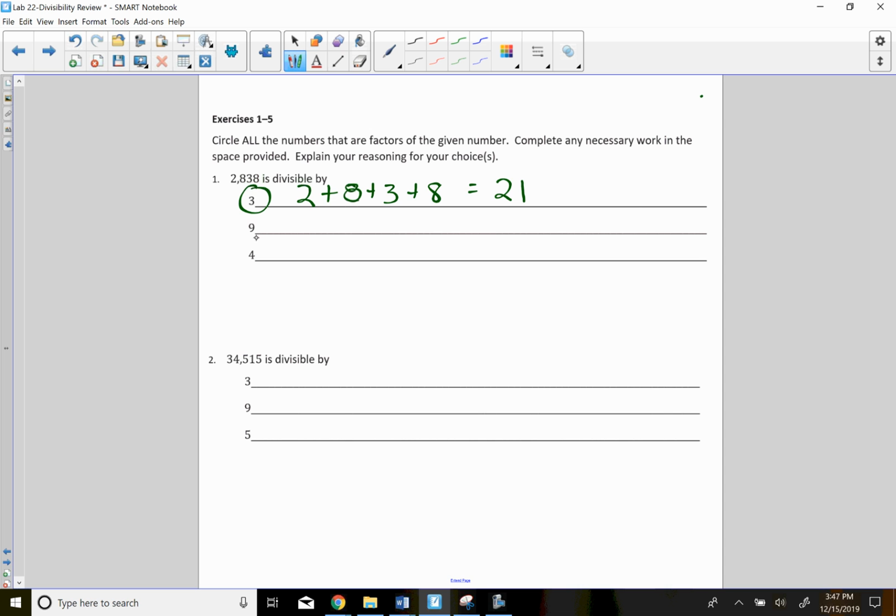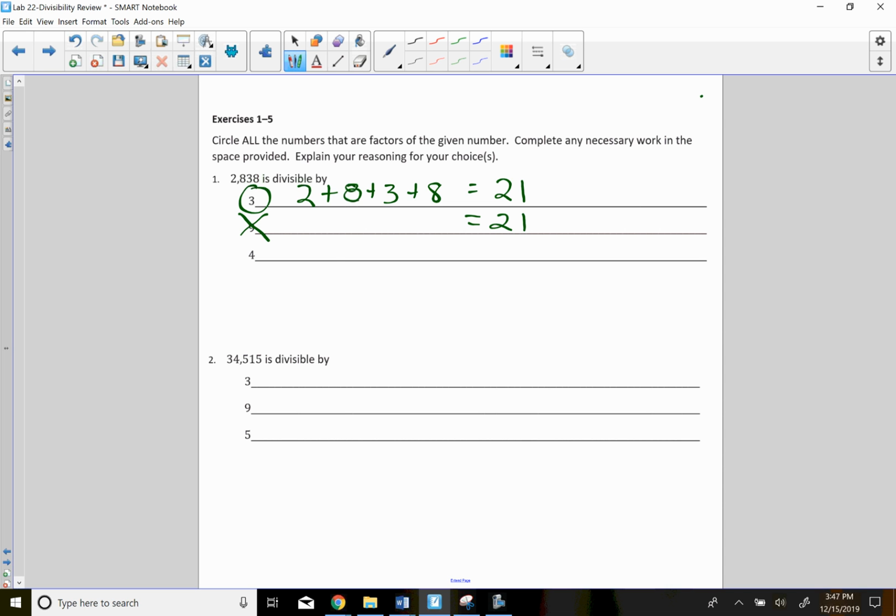Now for 9, the rule starts the same, with the sum of the digits. We already know the sum of the digits is 21. 21, though, is not a multiple of 9, so that number is not divisible by 9, meaning if we were to divide 2,838 by 9, we wouldn't get a whole number answer. We would have to have a decimal.